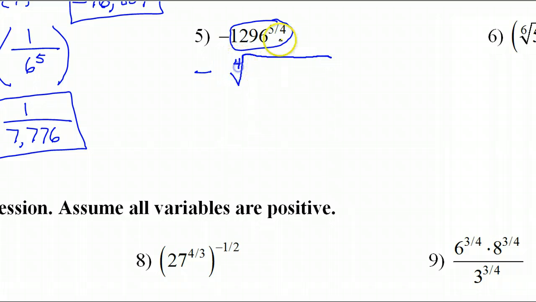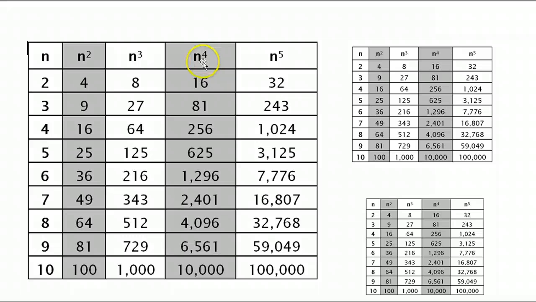So this will be the 4th root and the 5th power. Okay, so I've got to do the 4th root of 1,296, and then I'm going to do the 5th power of that. Negative sign is not in it. So I'm hoping this is a perfect 4th power. Let's check it out. 4th power. Boom, there it is. So the 4th root of 1,296 is 6.